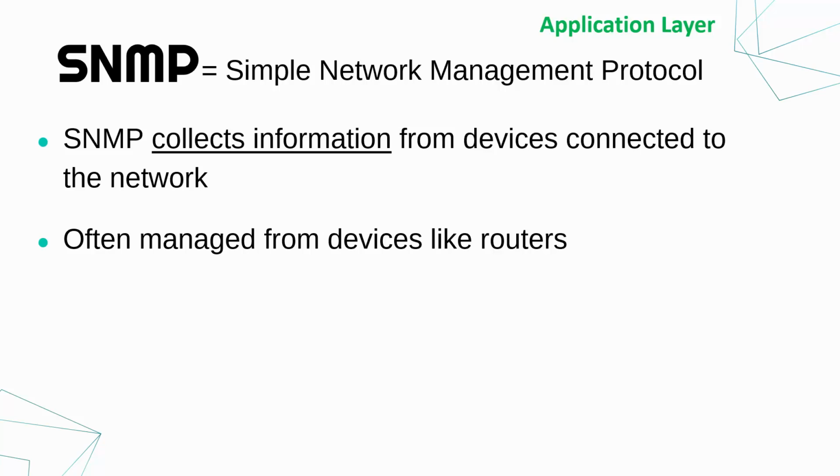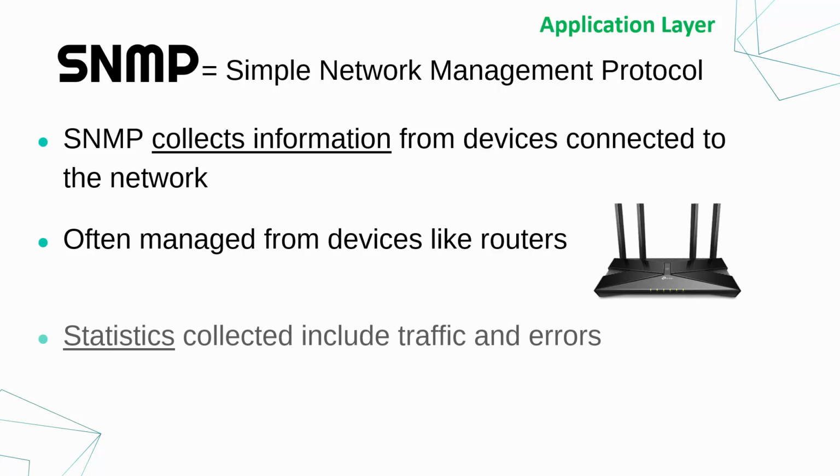It's managing key information in the network. And often it's managed from a device like a router. So the software running in the router, the protocol running in the router, will ask for information from the devices connected to it and receive it. Usually this information will be things like statistics on information such as the traffic, so how much is going on, how many messages are getting sent, but also errors. So are there issues in the network? Is one device constantly causing issues or receiving issues? This protocol will help the manager of the network, the human, understand what's going on to try and fix issues.